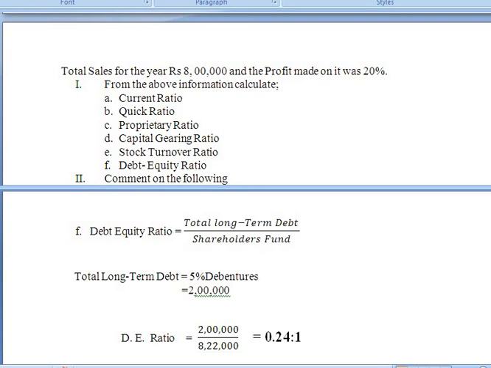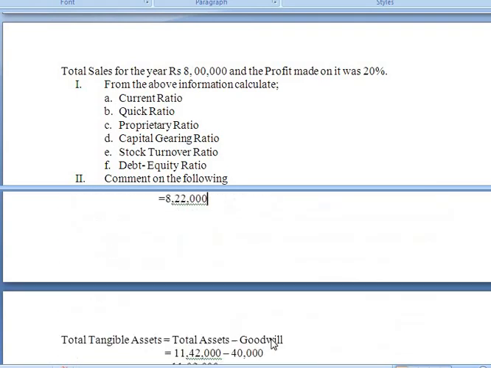0.24:1 is the debt equity ratio. I hope you understood all the ratios. Okay, once again we'll revise.